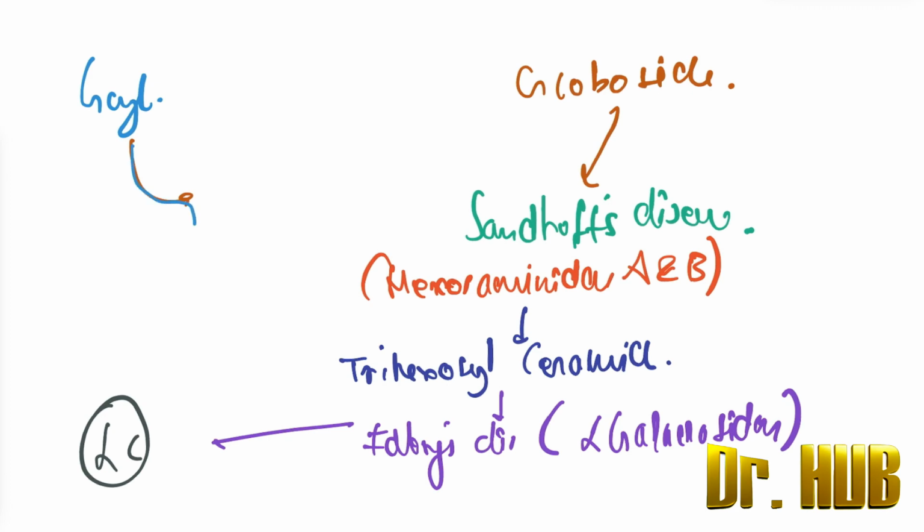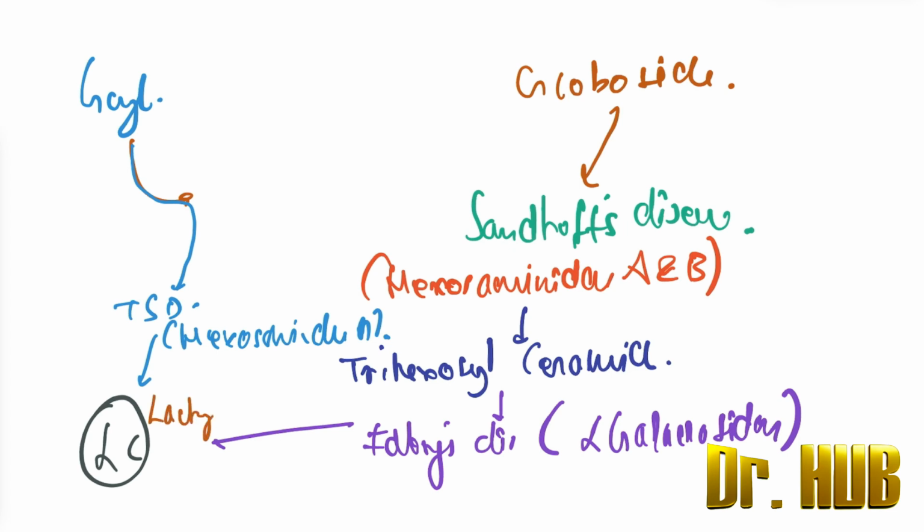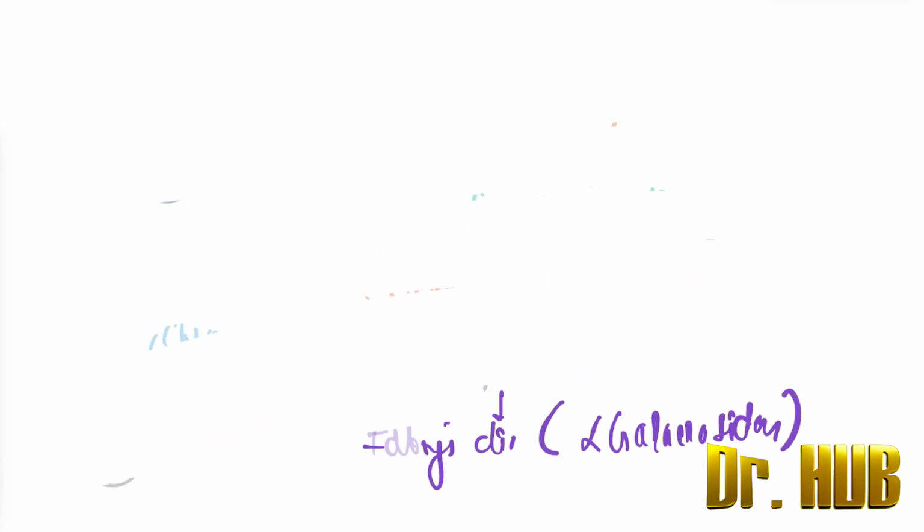Now this ganglioside, on the other hand, there is Tay-Sachs disease we discussed, and this leads to the lactosyl ceramide. In Tay-Sachs disease, the involvement is hexosaminidase A. So this all leads to the lactosyl ceramide. Now let's move ahead. We stopped at the lactosyl ceramide, that is LC. This lactosyl ceramide leads to the cerebroside.